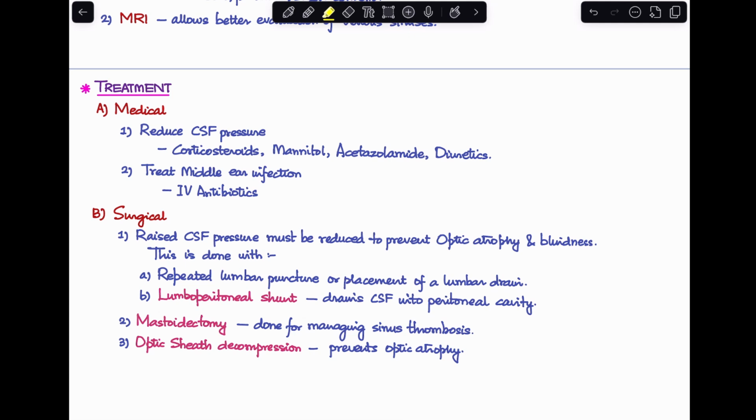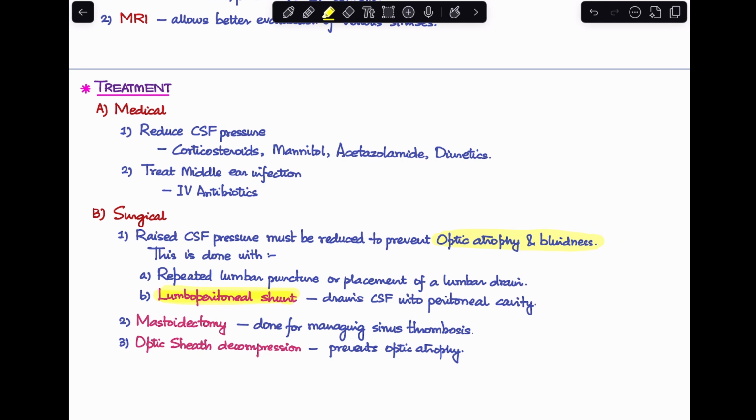First of all, again, is to reduce the raised CSF pressure, because if the CSF pressure continues to be raised for a long period of time, it will lead to optic atrophy and blindness. So to prevent this, we have to perform certain procedures. First option would be to perform a repeated lumbar puncture or place a lumbar drain. Second is a lumboperitoneal shunt. A lumboperitoneal shunt drains the CSF into the peritoneal cavity.